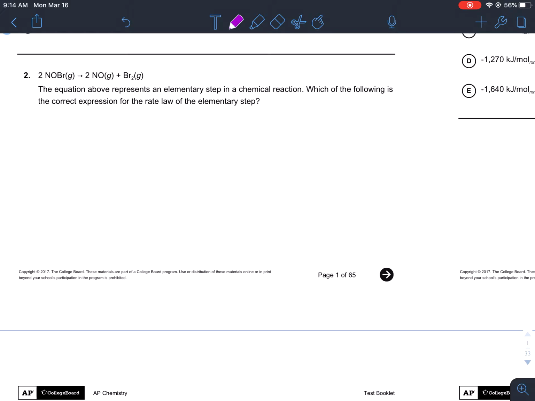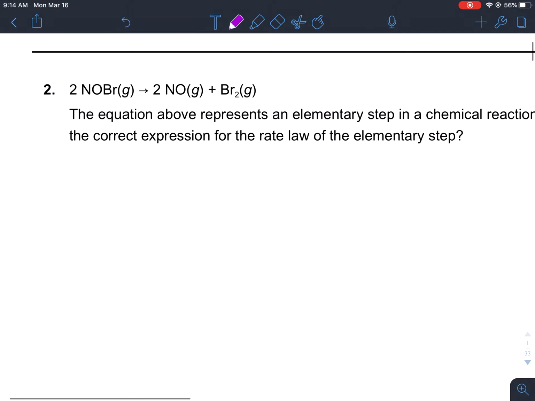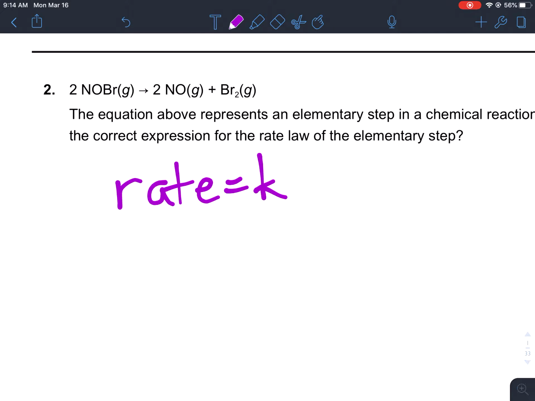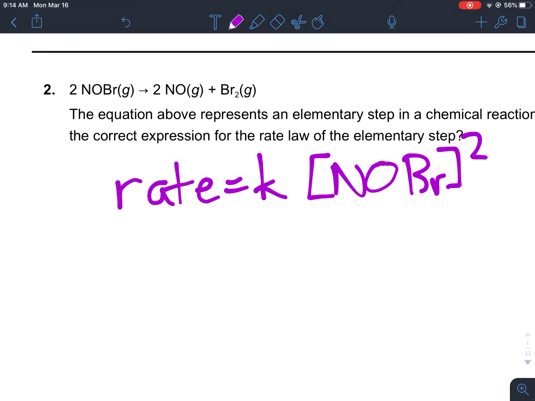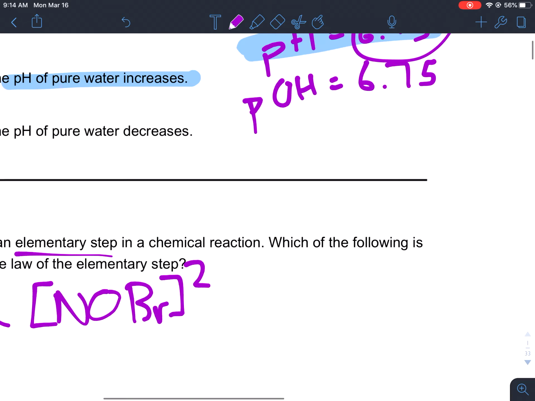The equation above represents an elementary step in the chemical reaction. Which of the following is the correct expression for the rate law of the elementary step? If you guys remember, this is from your kinetics. If this is the elementary step, then your rate is equal to K times the concentration of your NOBr squared. That's it. It's that easy. It says it's an elementary step, so there you go. The answer is C.